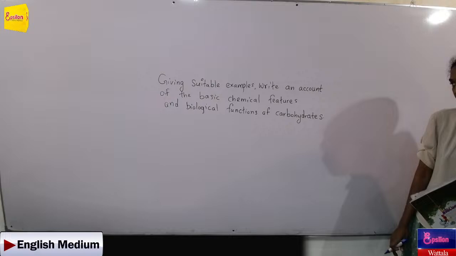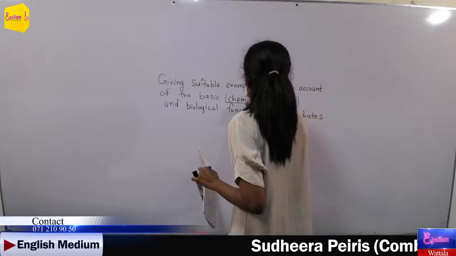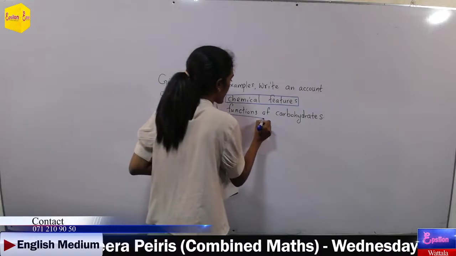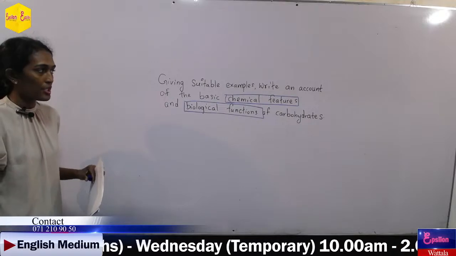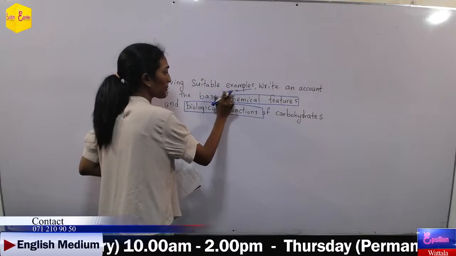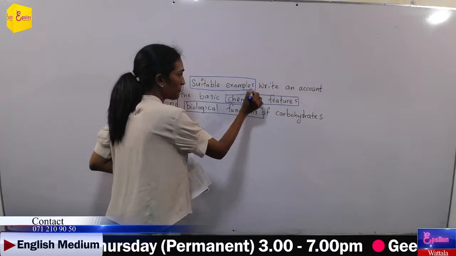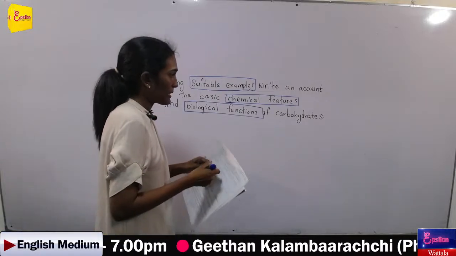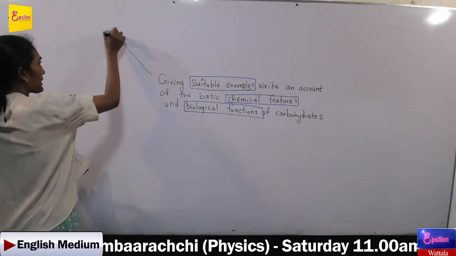Right. So I am highlighting this one. Chemical features are asked and biological functions are also asked about carbohydrates, isn't it? Those are the two major sections of the essay, and you are asked to write examples for each. When you are writing functions, especially, you need to mention examples also, isn't it? Am I correct? Right. So first I am taking basic chemical features of carbohydrates.